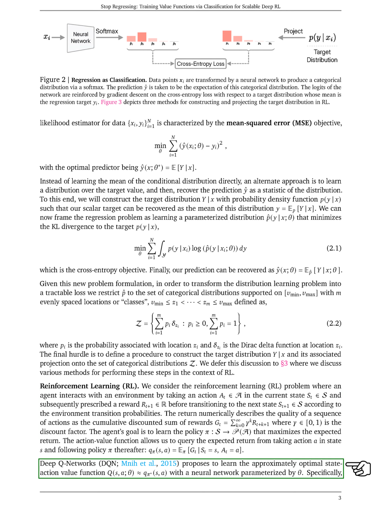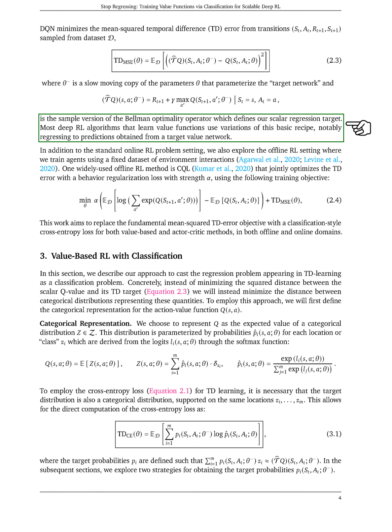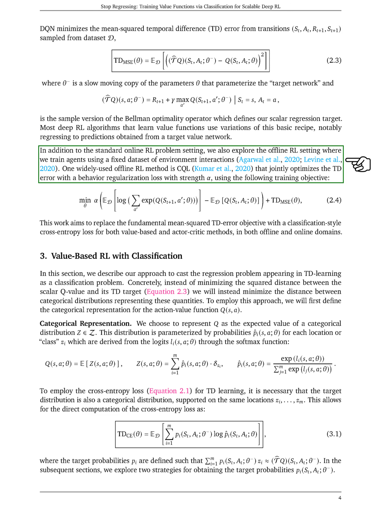Deep Q networks, DQN, propose learning an approximately optimal state action value function with a neural network, specifically minimizing the mean squared temporal difference, TD, error from sampled transitions. Most deep RL algorithms that learn value functions follow this basic approach, notably regressing to predictions obtained from a target value network. We also explore the offline RL setting, where agents are trained using a fixed dataset of environment interactions.